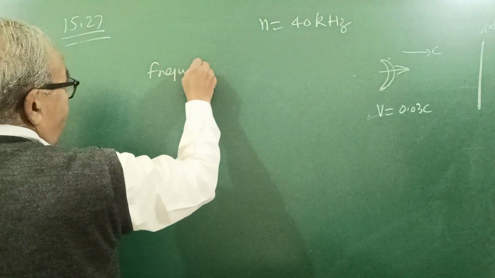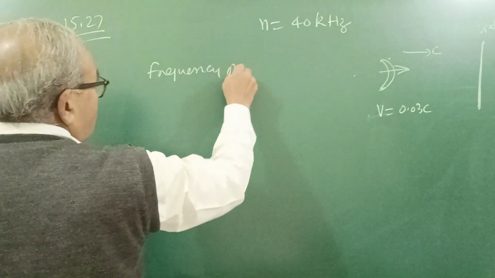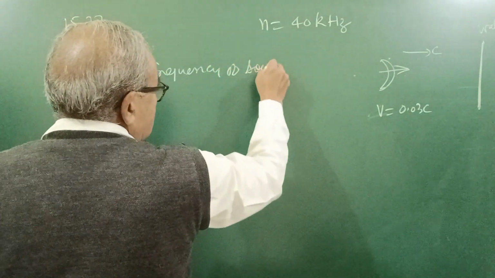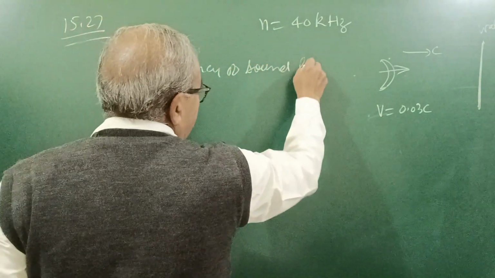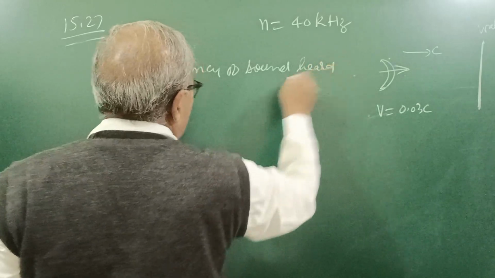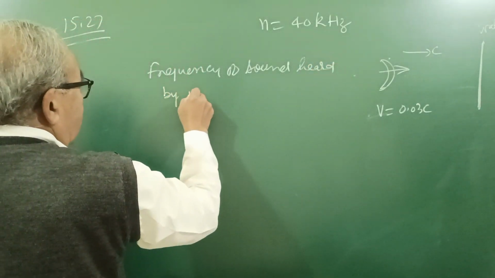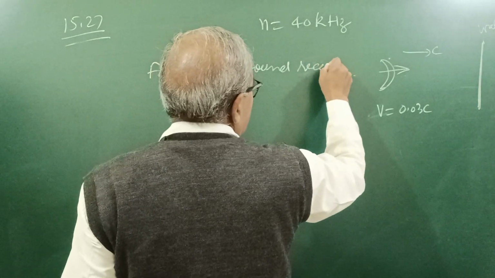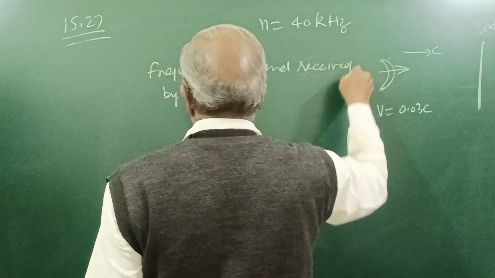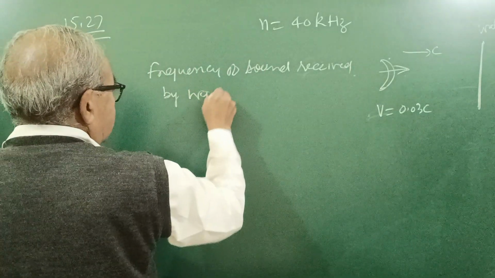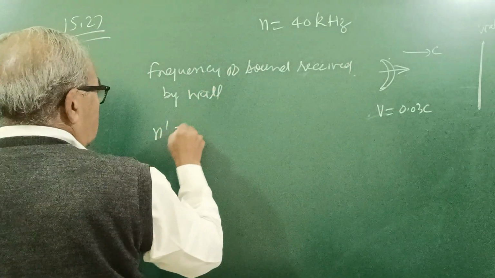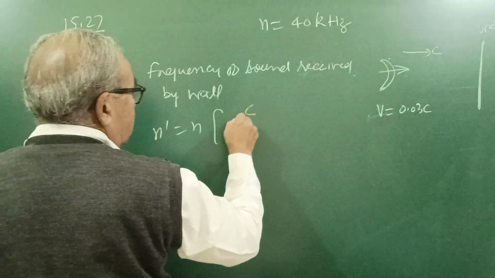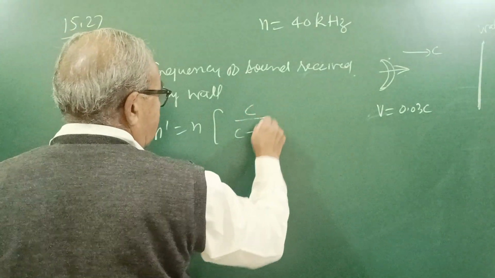Frequency of sound heard by the wall, received by the wall, is equal to n into c upon c minus vs.